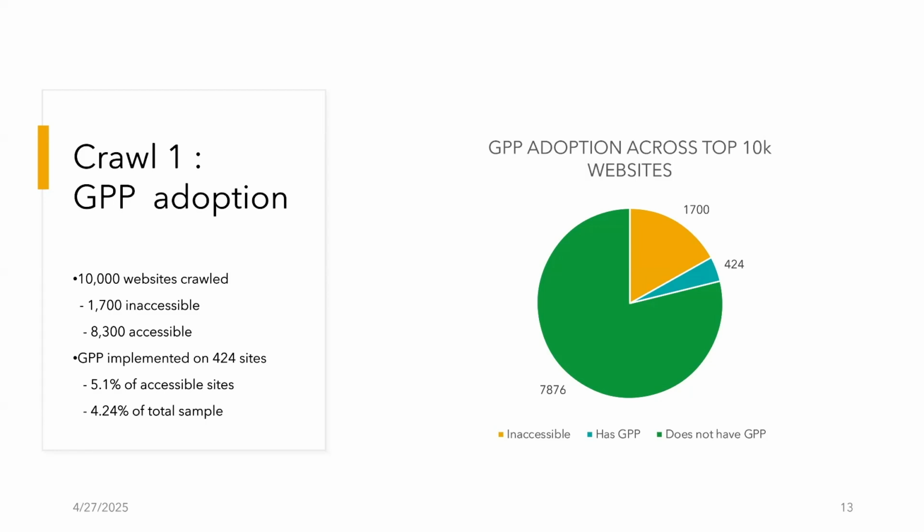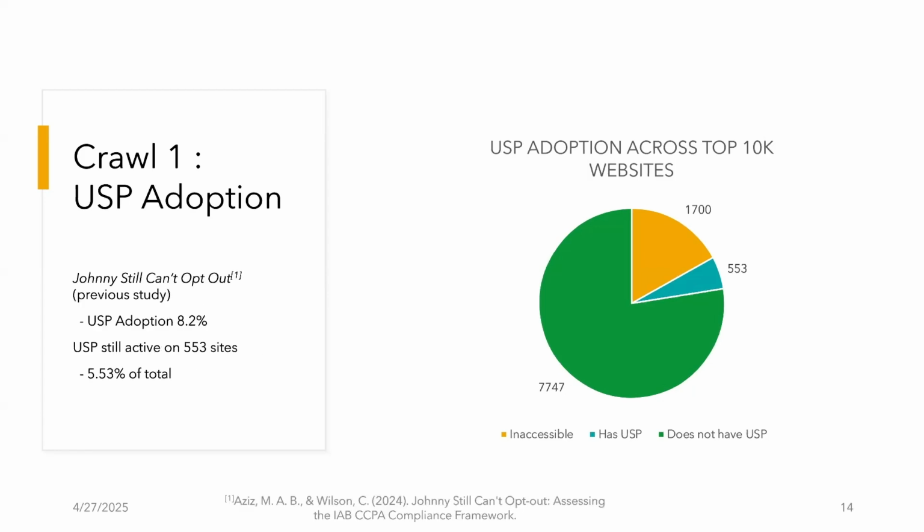It is possible that some websites stuck with the older USB API. Supporting this, we found that 553 websites, or 5.53% of the total sample, still implement USB. For comparison, in the Johnny Still Can't Opt Out paper published in 2024, they found that USB adoption on the same dataset was around 8%.